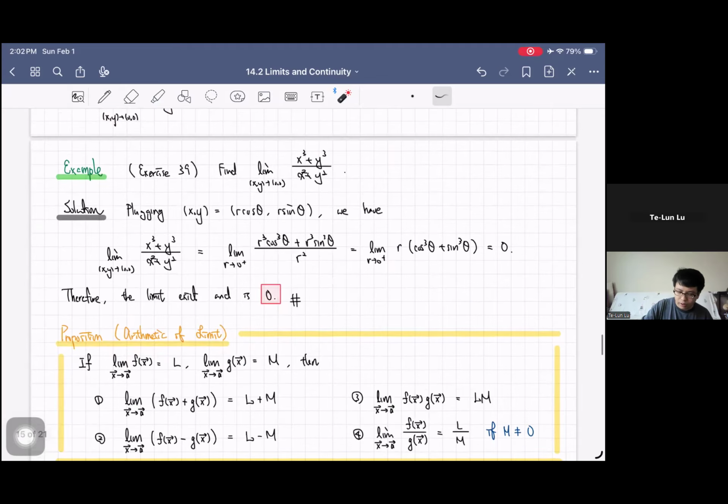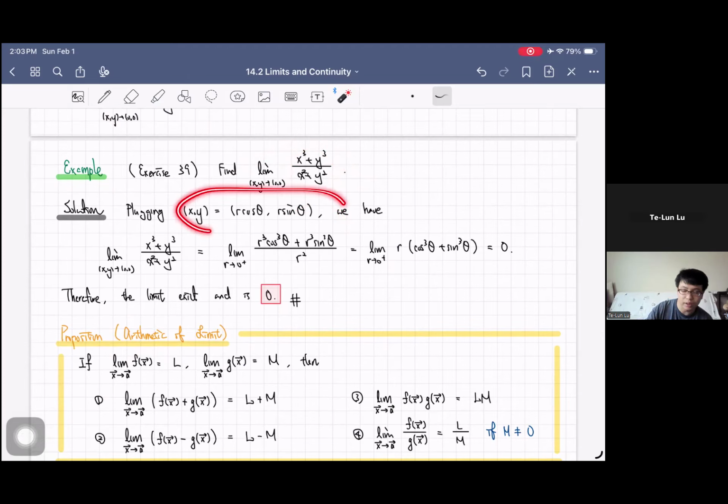We are calculating the limit at the origin of x cubed plus y cubed divided by x squared plus y squared. First of all, based on the analysis I just mentioned before, this should have a limit of 0 because the numerator decays faster than the denominator. It has degree 3 in the numerator and degree 2 in the denominator. So let us prove this by polar coordinates.